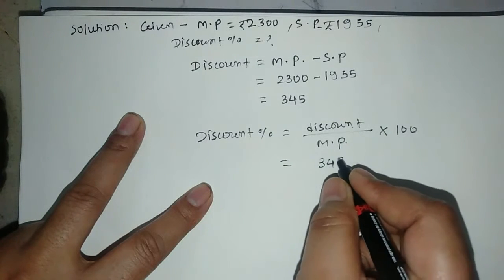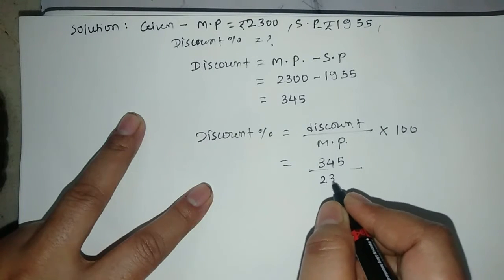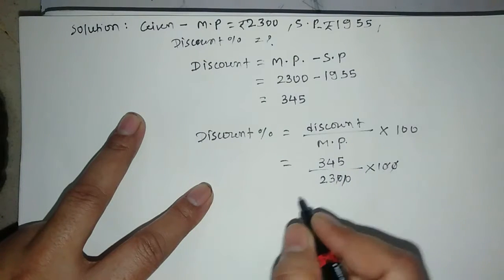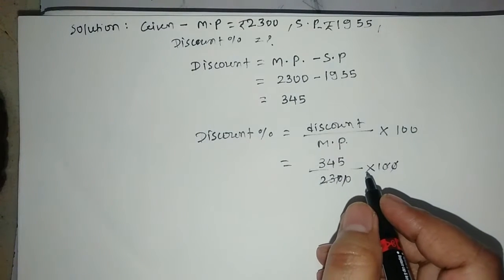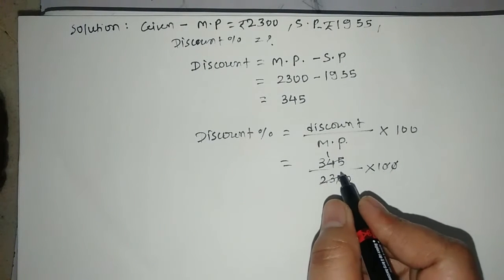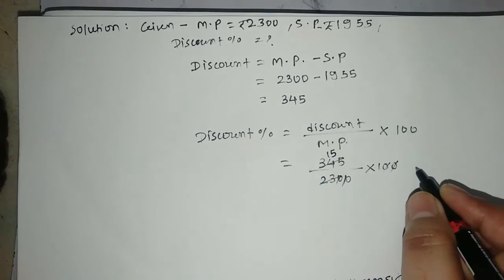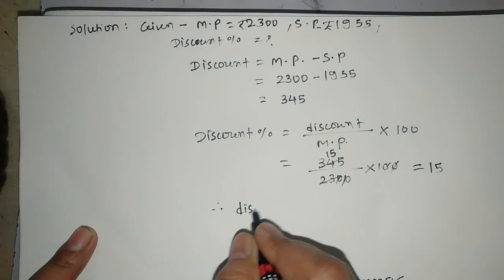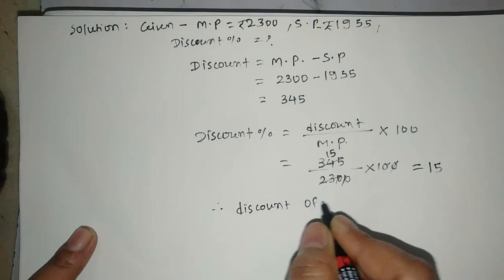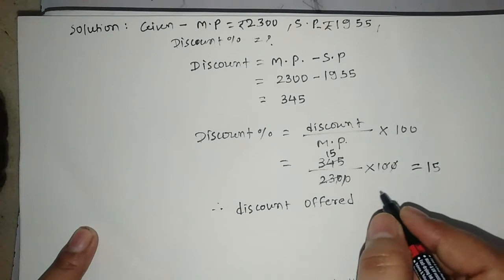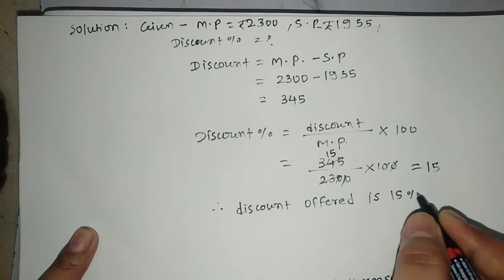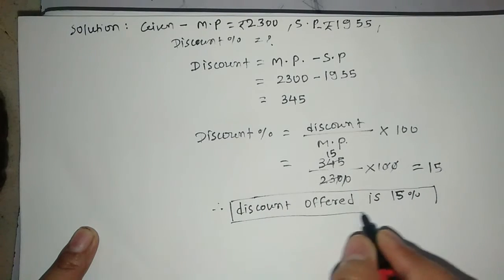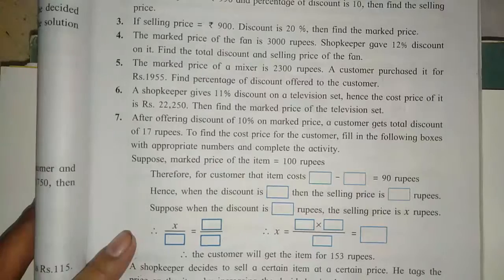So 345 upon 2300 multiply by 100. So 0 0 cancel. So 23 ones are 23, 23 5s are 115. So it is 15. So write down the answer line. So therefore discount offered is 15%. Very simple. Now see the sixth question.